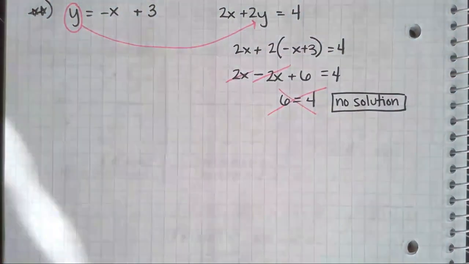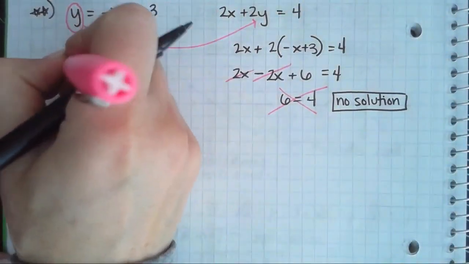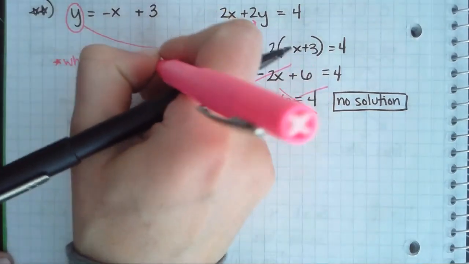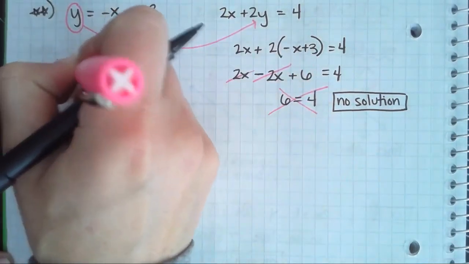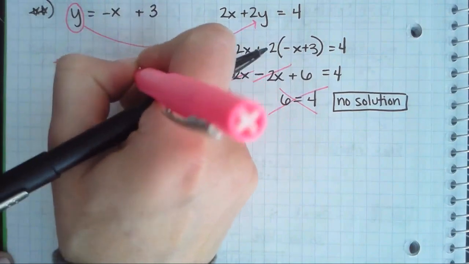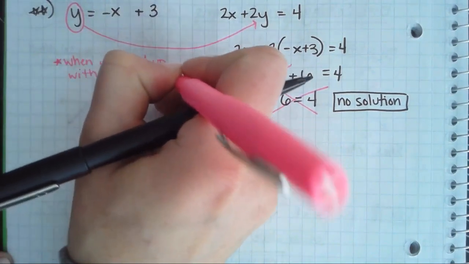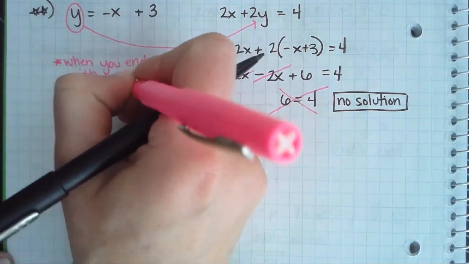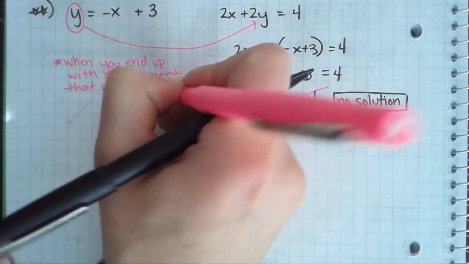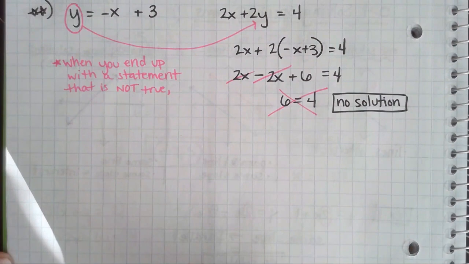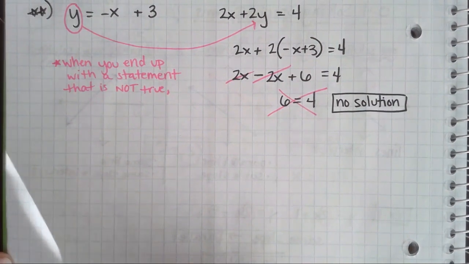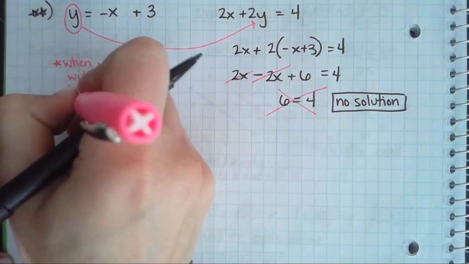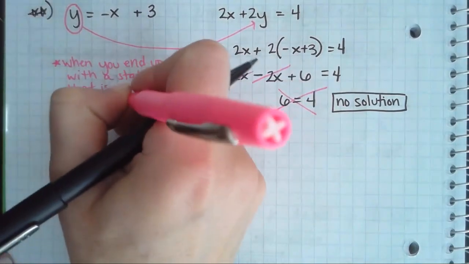So when you end up with a statement that is not true, such as 6 equals 4, that's not true, there is no solution.